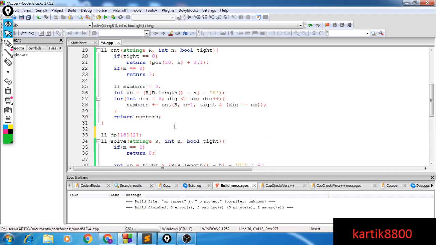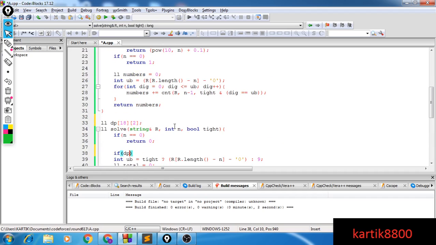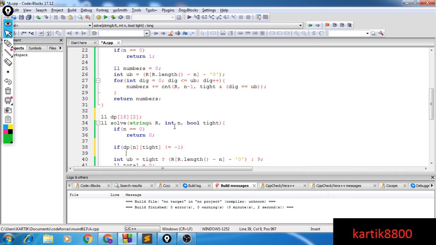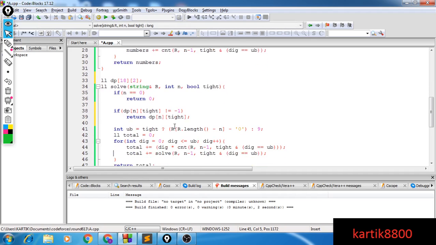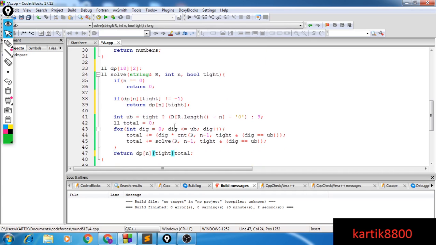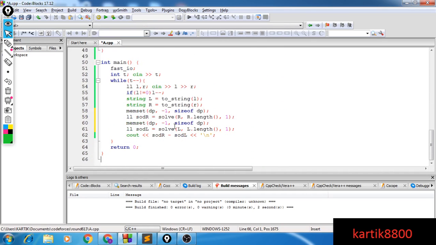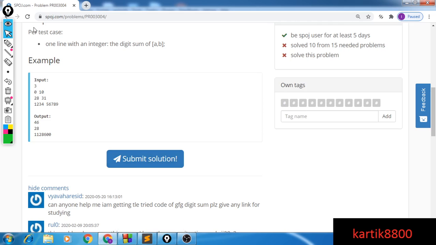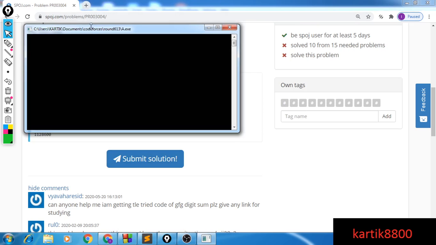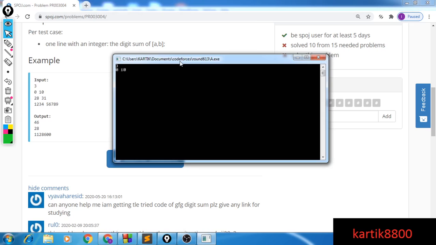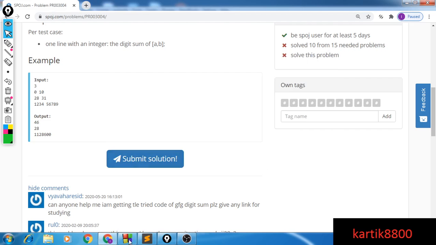Now in this case, have you solved the subproblem before? That means if dp of n comma tight is not -1, that means you've already solved the subproblem before. So don't solve it again, just return the answer. And if you haven't solved the subproblem before, solve it, store it and return it. Good. Let's see if we still get the correct answer or not. Yep. Let's try submitting the code on SPOJ now.